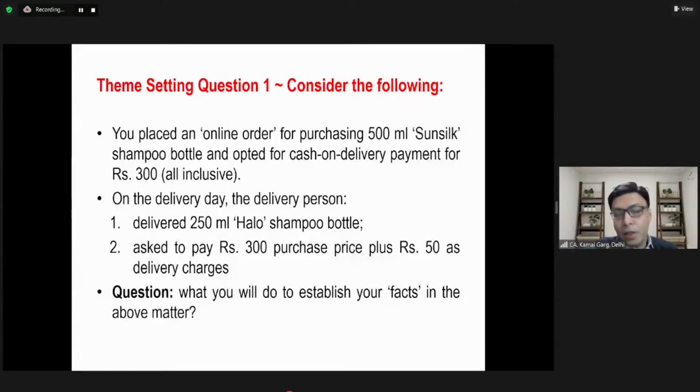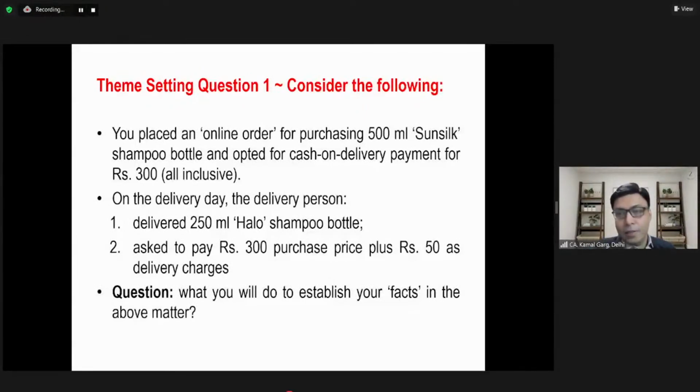Now the question is, how will you establish your facts in the above matter? One thing is, you will be happy to take up the Hello shampoo bottle and pay 350 rupees, but ideally it never happens. So how will you contest, how will you establish that in fact you ordered a 500 ml Sunsilk shampoo bottle for rupees 300, which was all inclusive? What will you do? I'm waiting for your answers, and then Vipulji will pass on the answers to me.